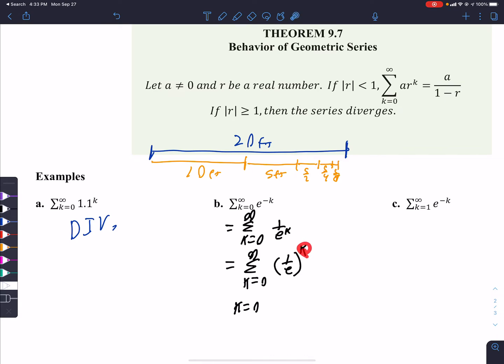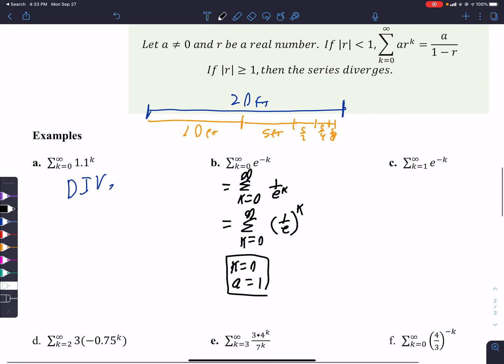If I put a 0 there, I'm going to get 1. So a will be 1, my first term. So what's the sum of an infinite series? Well, we just had the formula. It's the first term, 1, over 1 minus r. My r is 1 over e.